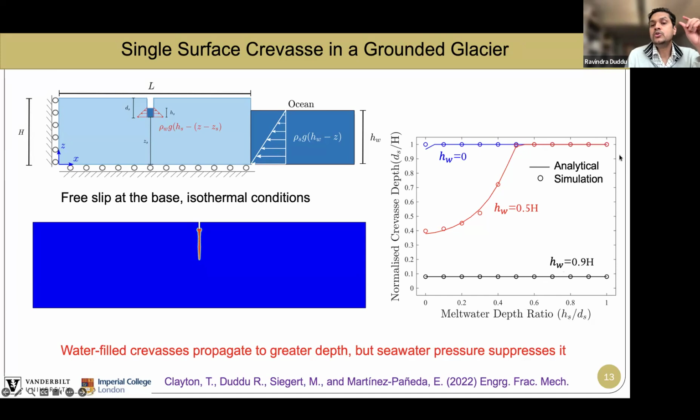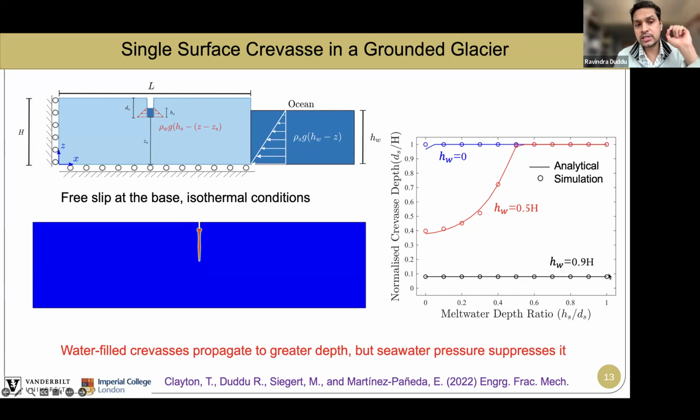That means that only a partial amount of water, in this case half, is sufficient to cause enough driving force to cause full depth fracture, right? If there is no water, then you won't get full depth crack propagation in this case. And the other important point is, if you're very close to flotation, then even if you filled it with water, you don't get crack depth.